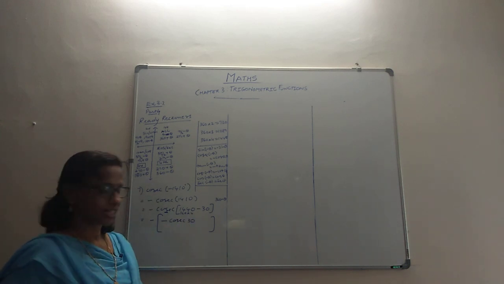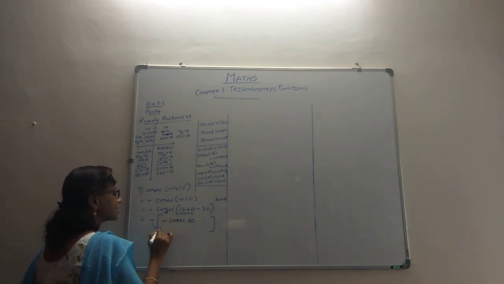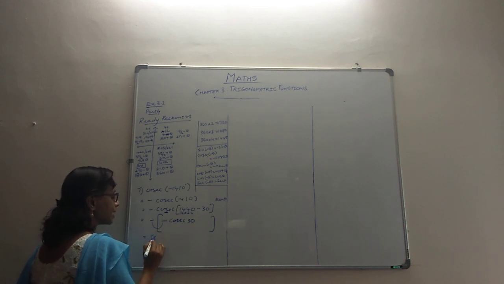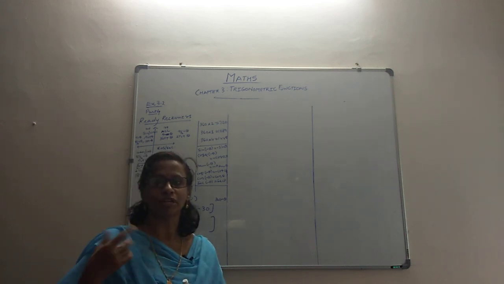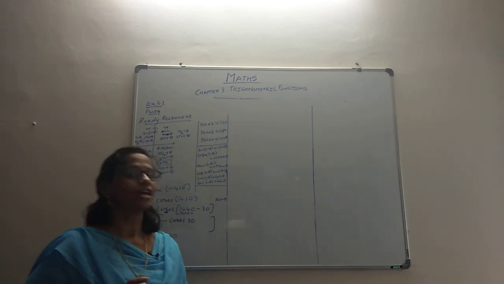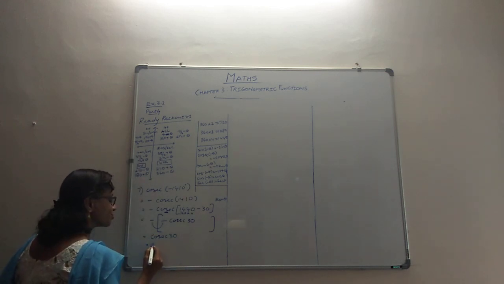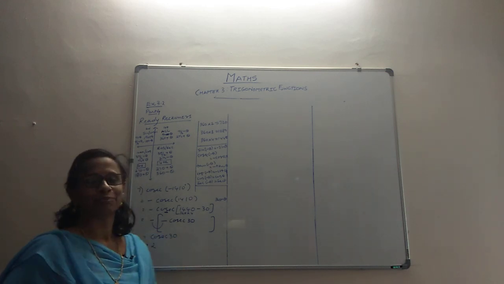This is how we are going to solve it. Now, luckily for us, this minus into minus will become plus and you are left with only cosec 30. Cosec 30, either you know it directly or you take the reciprocal ratio of sine. Sine 30 we know is half, so cosec 30 is going to be 2. That is how this angle becomes 2.